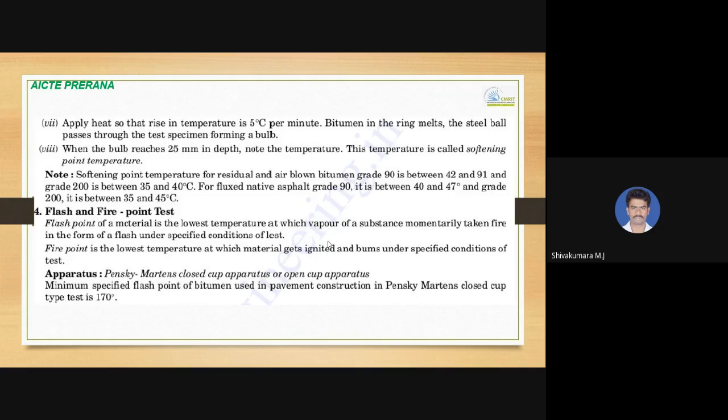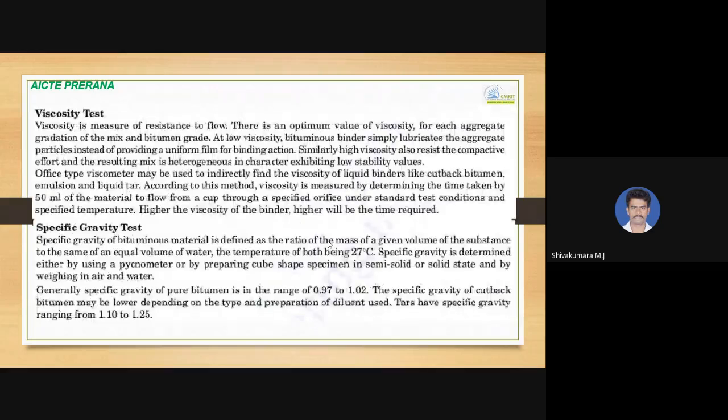of test. The apparatus we use for this is the Pensky-Martens closed cup apparatus or the open cup apparatus. And the minimum specified flash point of bitumen used in pavement construction in the Pensky-Martens closed cup type is 170 degrees Celsius.